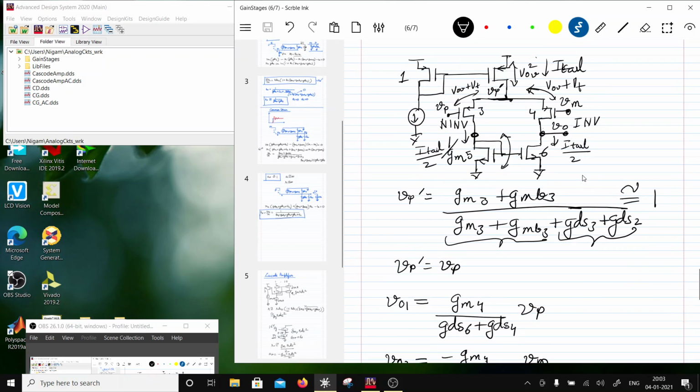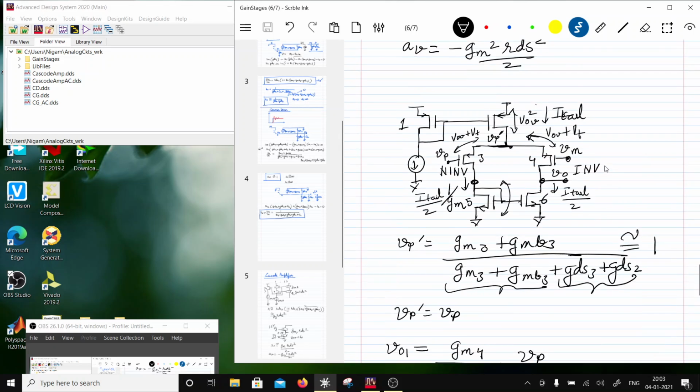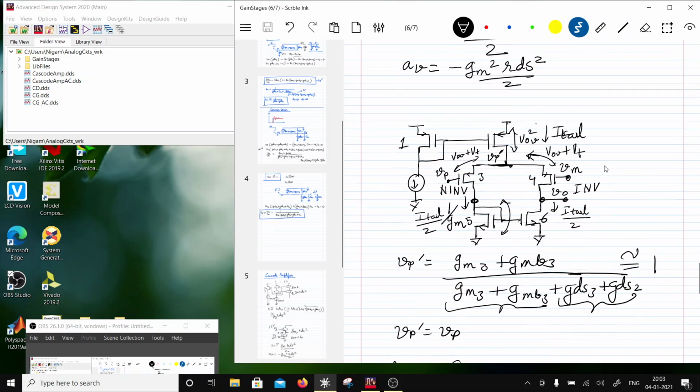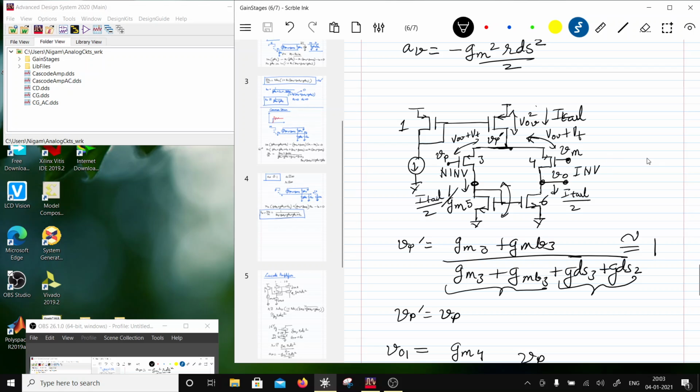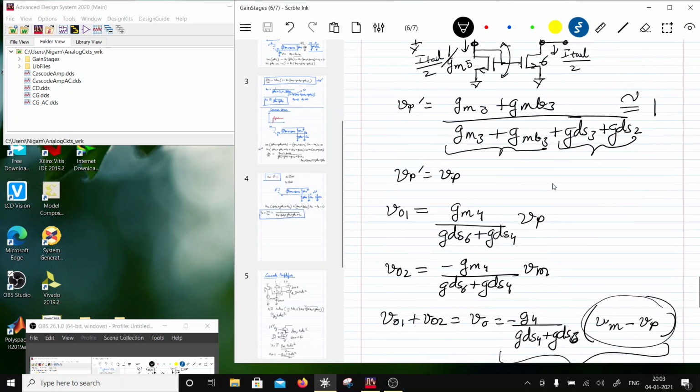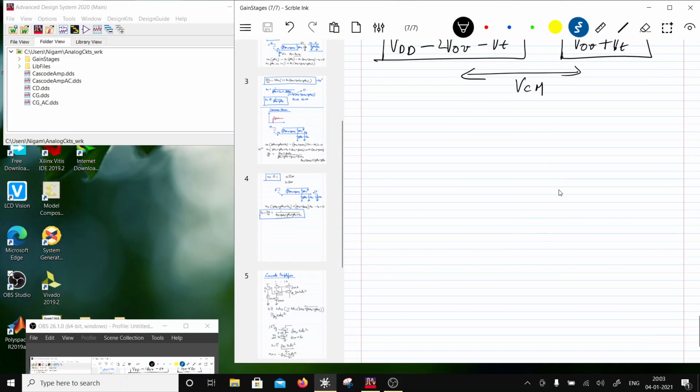Now this can also be overcome if I put here a transistor which has the same overdrive as 5 and 6. This results in what is called an OpAmp. So an OpAmp is basically the same as a differential amplifier, but it gets rid of the systemic offset voltage. Let's see what an OpAmp will look like.